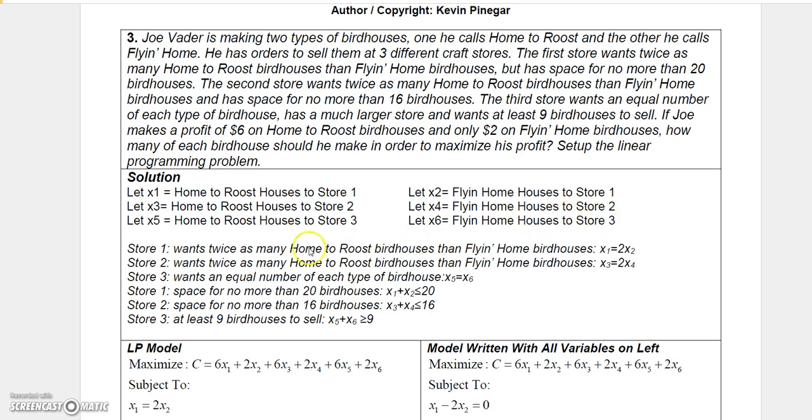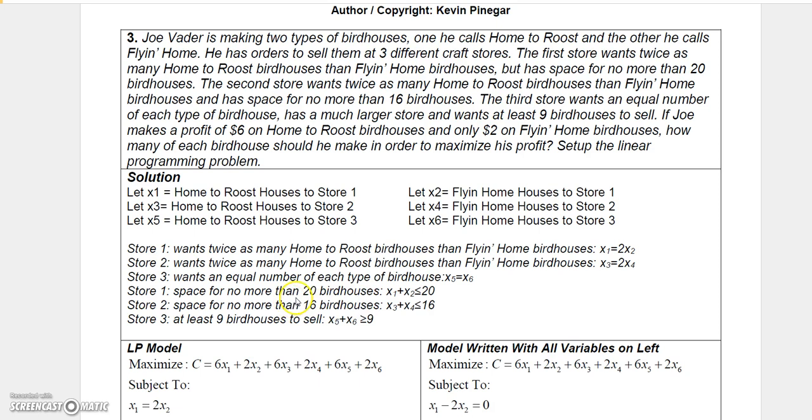And then you've got to set up, since if you read the problem, they want twice as many home to roost birdhouses as flying home houses. So that tells us x1 has to be 2x2, and this is for store 1. Store 2 wants twice as many home to roost birdhouses as flying home birdhouses as well. So x3 would have to equal 2x4. And then store 3 wants an equal number of each type, so x5 would have to equal x6.